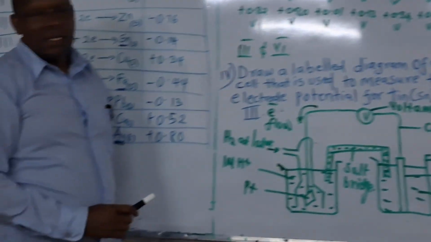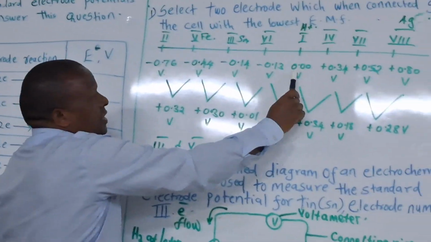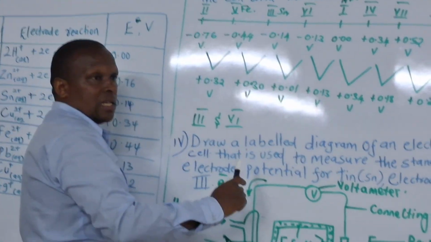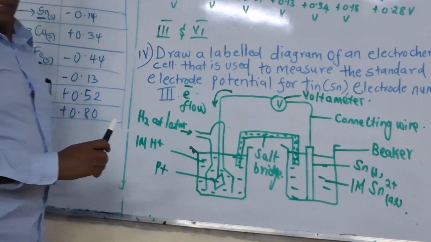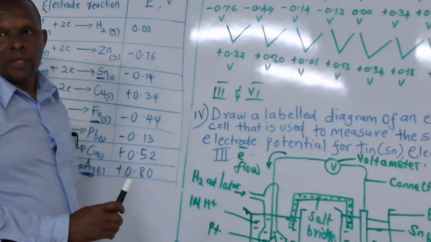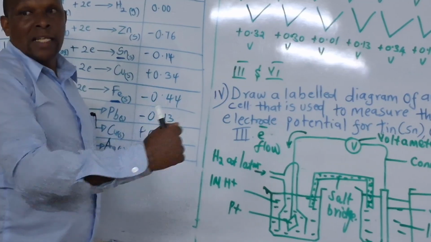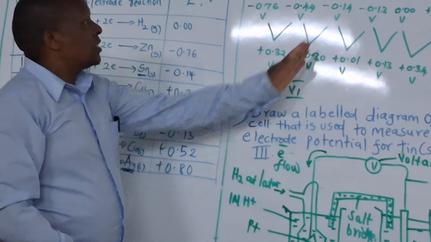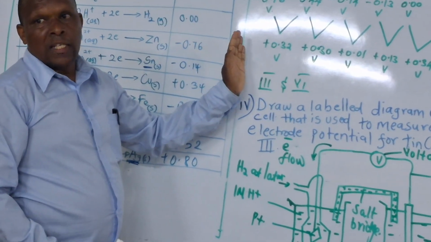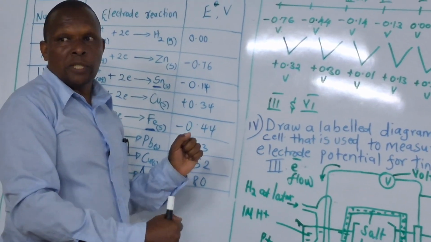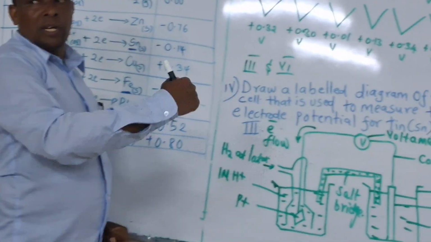Are we together? In these ones, from hydrogen going that direction, then electron flow is from left to right. What about current? Right to left. What about these ones which are negative? Electron flow right to left. What about current? Left to right.